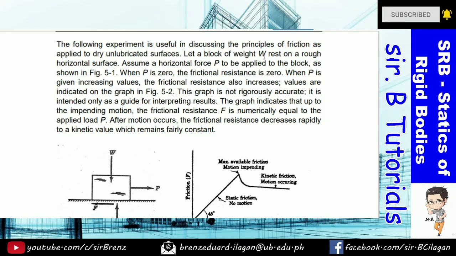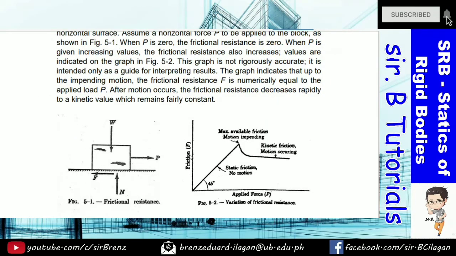So let a block of weight W, ito daw, yung block mo ay may weight na W which rests on a rough horizontal surface. So nakapatong siya dito sa rough horizontal surface na yan. Assume a horizontal force P to be applied to the block. So on this point, meron kang force to the right which has a value of P. So meron kang horizontal force dyan. And as shown in figure 5-1, so ito nga yun.